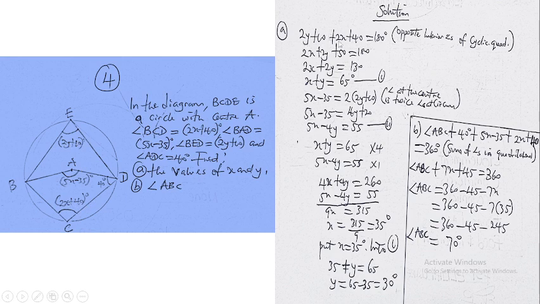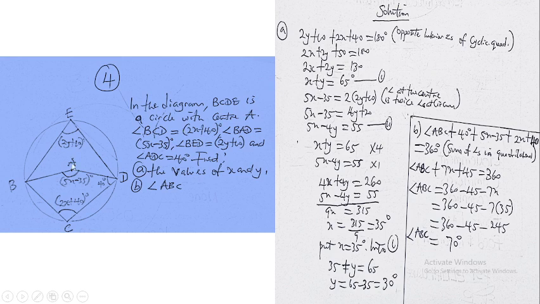From there, we can collect like terms. We have 2x plus 2y, and 10 plus 40 gives us 50, equals 180. Collecting like terms, 180 minus 50 gives us 130 degrees. You can see that 2 is common to all these terms, so we divide through by 2. Then we have x plus y equals 65 degrees, which we call equation 1. So we have equation 1 in terms of x and y now.